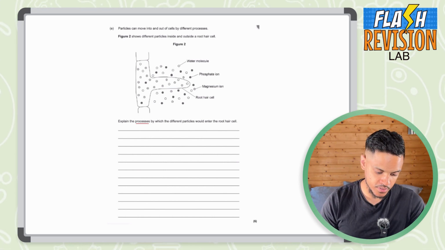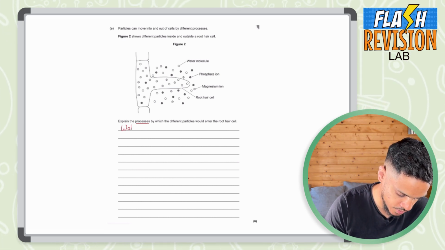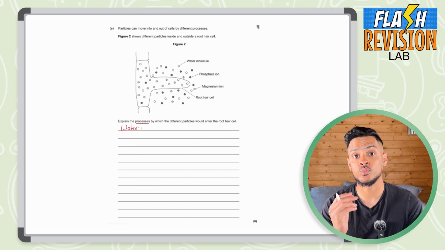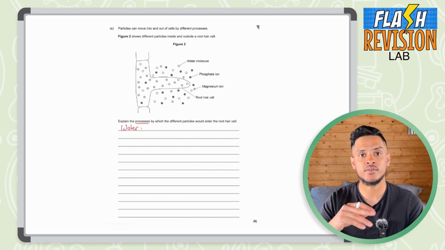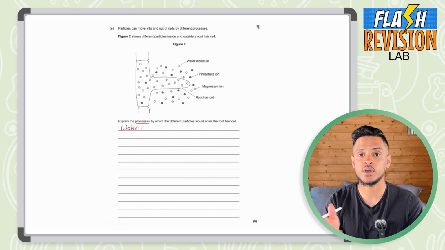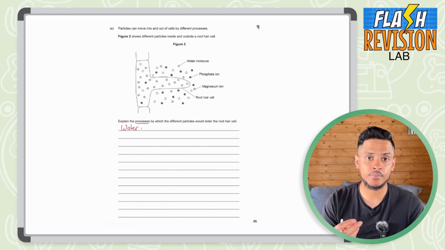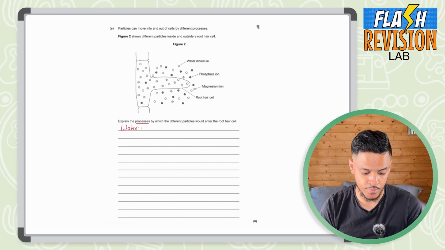So I think the easiest one to deal with here is water. Water always enters by osmosis. Osmosis is the movement of water particles from an area of high water concentration to a low water concentration, or you could say water potential as well. And it occurs through a partially permeable membrane.